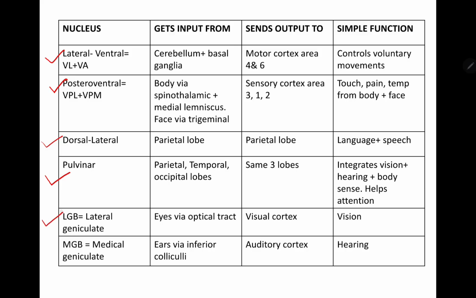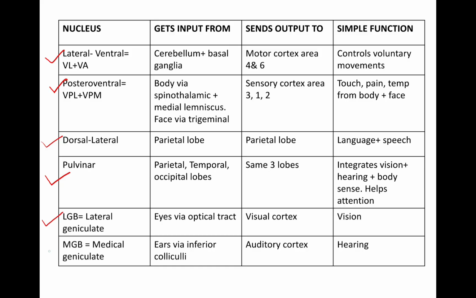Next is LGB, which is lateral geniculate. Now it gets input from eyes via the optic tract. It sends output to where? Obviously to the visual cortex. Now the simple function taking place here is vision.